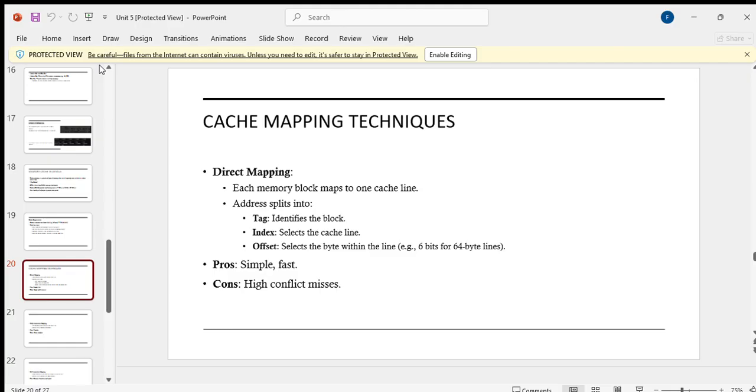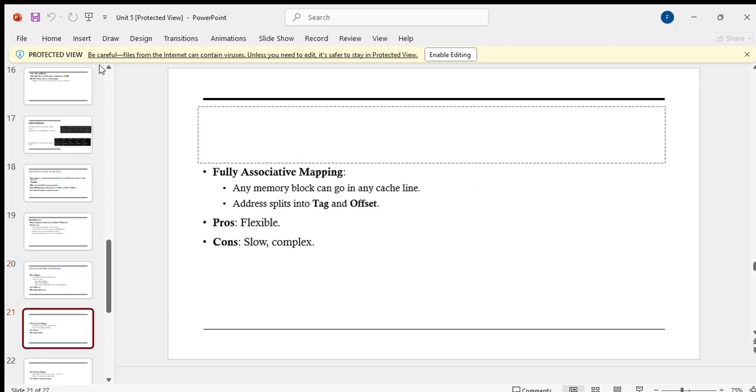So let's go. What do we mean by fully associative mapping? Any memory block can go in any cache line. Let's define fully associative: in this scheme, any block from main memory can be placed into any line or slot in the cache. Any memory block can be placed into any cache line, and there are no restrictions.